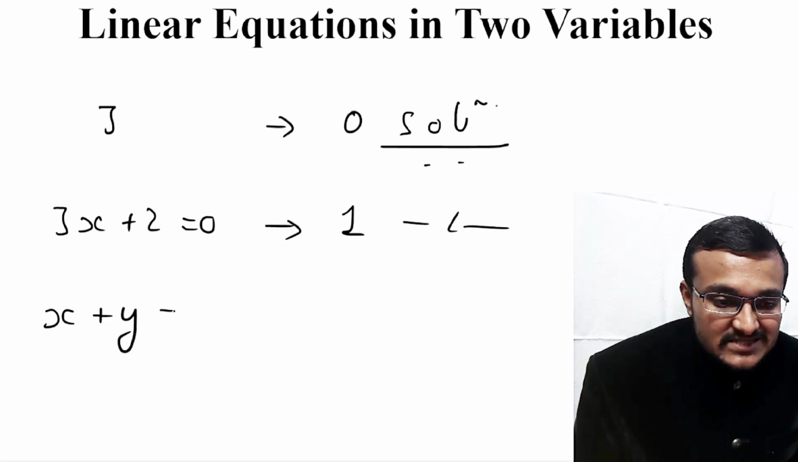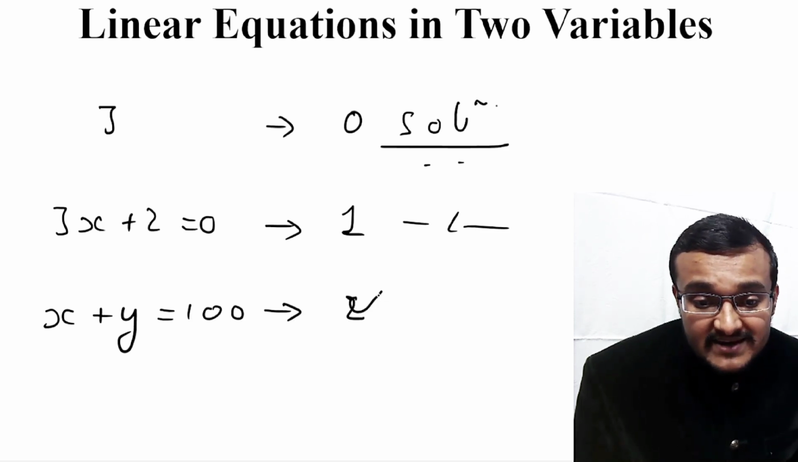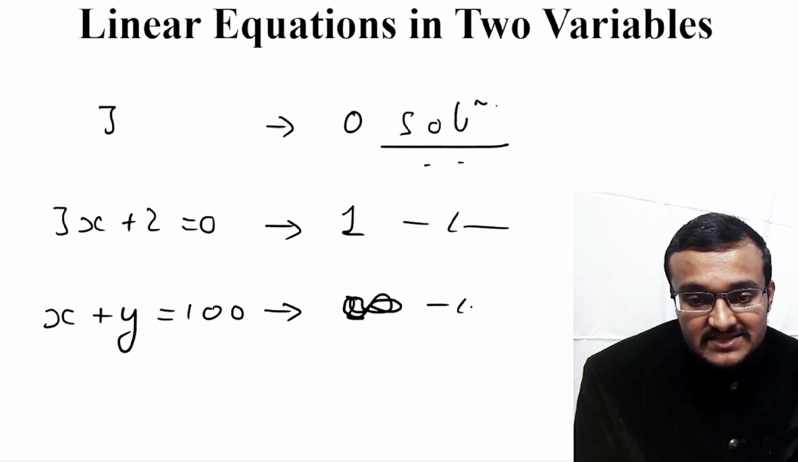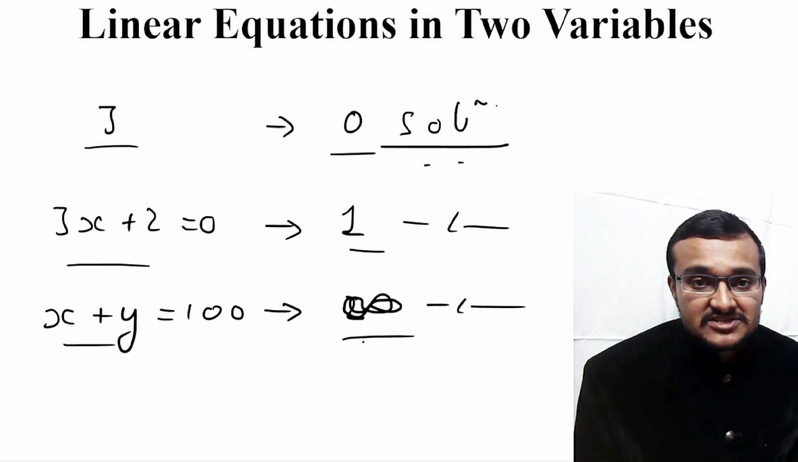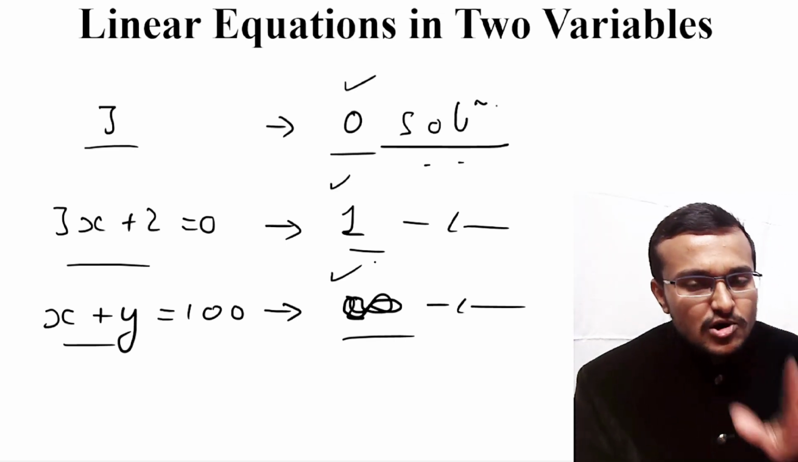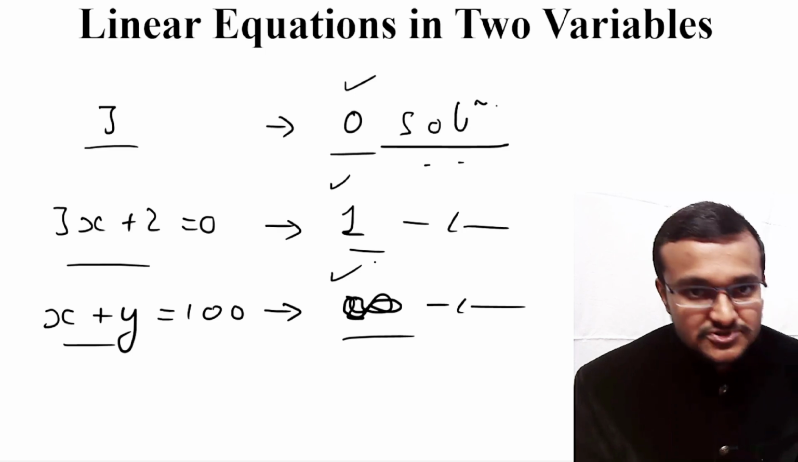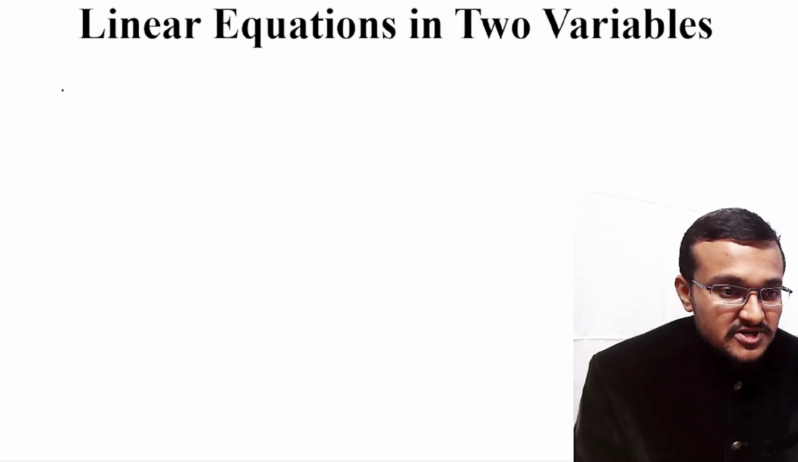So whereas if you take x plus y is equal to 100, this has infinitely many solutions. So this has zero solution, this has one solution, this has infinitely many solutions. So these three are possible. So 1, 0 or infinitely many solutions. So now we will look into the examples which are there in this particular chapter.